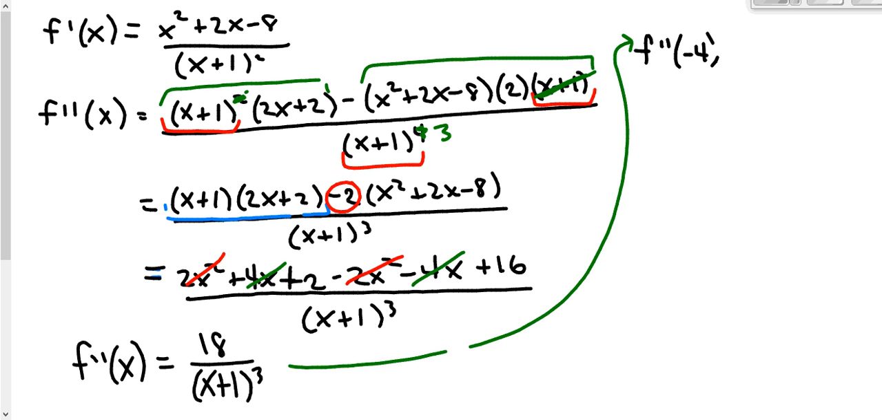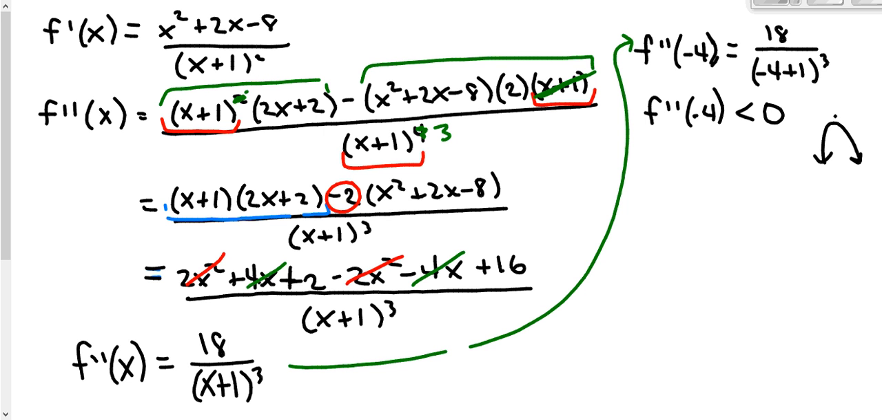F double prime of negative 4 would be 18 over (negative 4 plus 1) quantity cubed. Negative 3 cubed is negative, so this would be less than 0. It would be negative. And remember what that means? That means that the function is concave down there, and so that means we have a maximum there. So we have a local maximum at x equals negative 4.